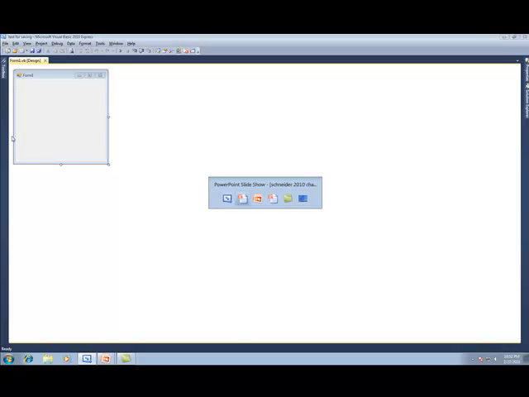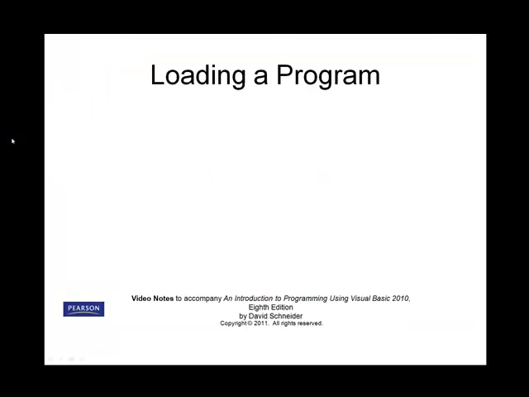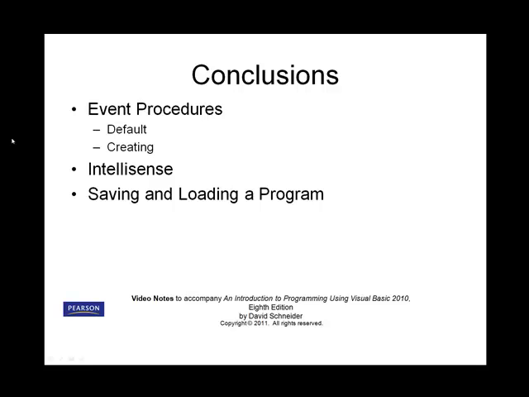So in conclusion, in this video note we looked at event procedures, we looked at default event procedures for various controls, and we looked at how to create an event procedure. We also looked at IntelliSense, which allows us to autocomplete code. So for example, if I don't remember the name of a control or the property. And we looked at how to save and load a program.